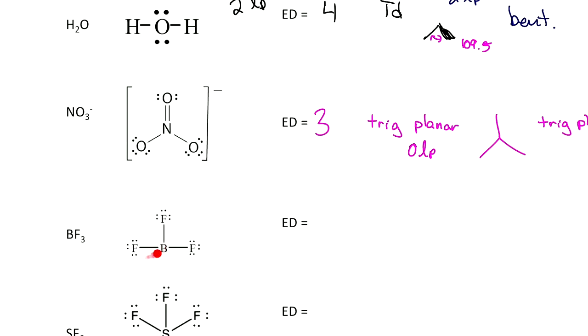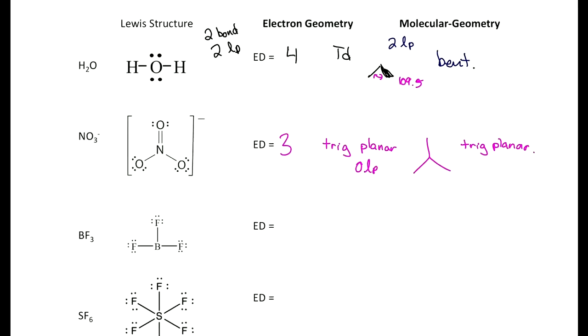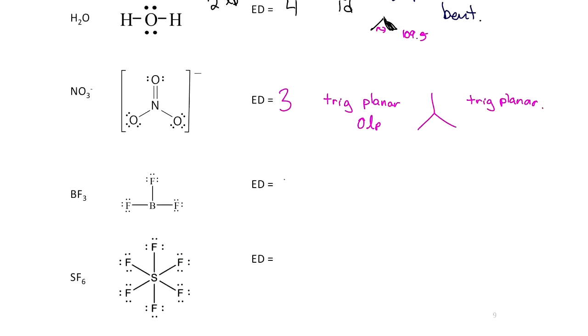Okay, so on that same vein, BF3, these are not the bond angles. They are not 90 degrees from one another. We have to apply VSEPR theory. So how many electron domains? 3, so this is what shape? Trigonal planar. Are there any lone pairs we need to consider? No, so that means it is also trigonal planar, the molecular geometry, because there are no lone pairs. So all the fluorine atoms are 120 degrees away from one another.